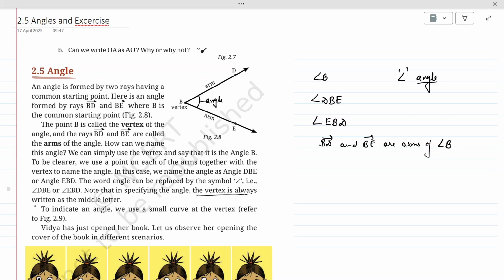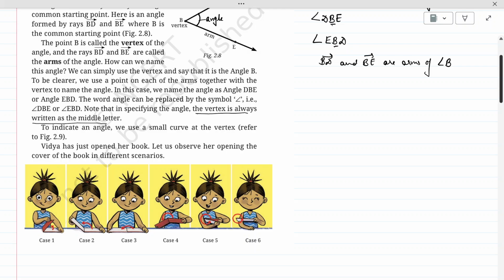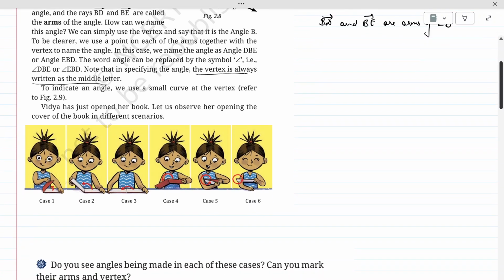Whenever we mention any angle, the starting point of the angle where the angle is actually present is always specified in the middle. See, in these two also we have specified the vertex in the middle. Okay. Next, to indicate an angle, we use a small curve at the vertex. Refer to figure 2.9, this one.